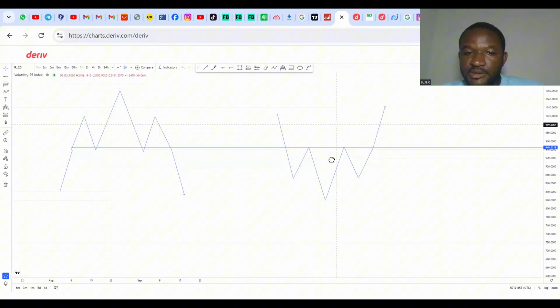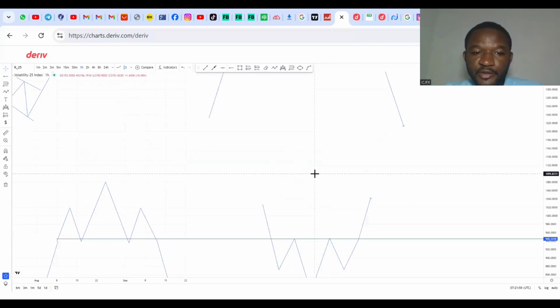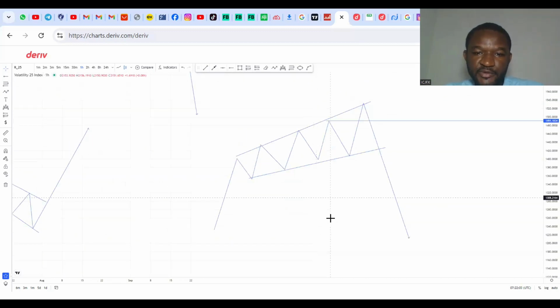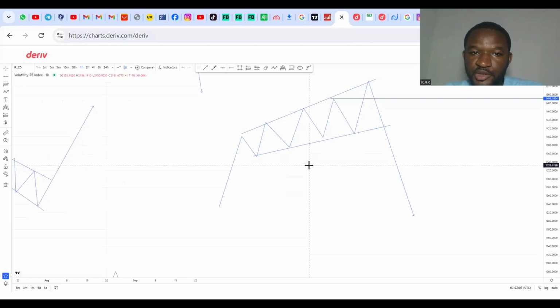So this is the basics of chart patterns in forex. Every other pattern comes out from these patterns. The simple thing is just to know where the impulse is coming from and where the correction is going. Once you know that, you will be able to tell the next move.